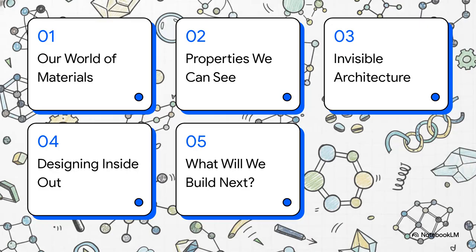So here's our game plan. We're going to start with the world of materials that's all around us. Then we'll look at the properties we can actually see and measure. After that, we'll zoom way into the microscopic level and uncover their secrets. And then we get to how we use all that knowledge to design brand new materials. And finally, we'll get a little glimpse of what's coming next.